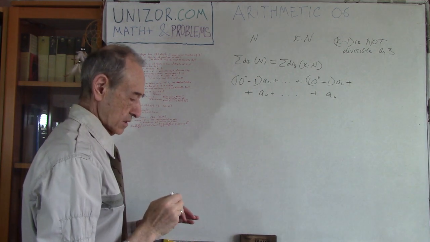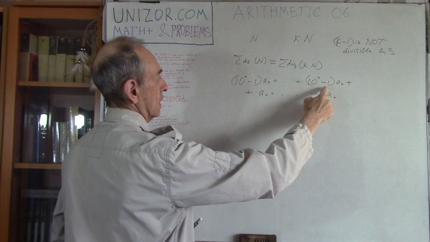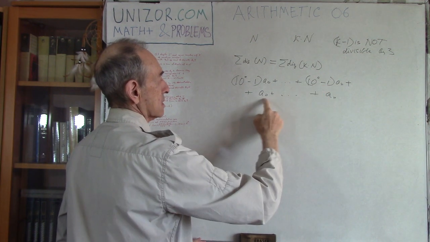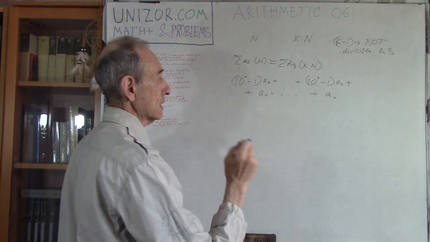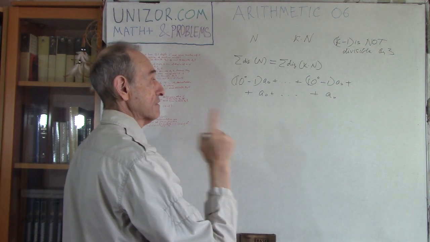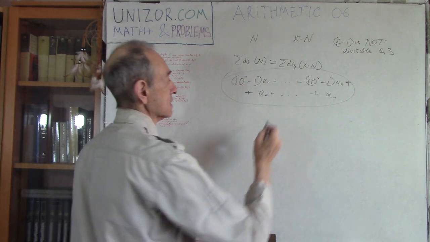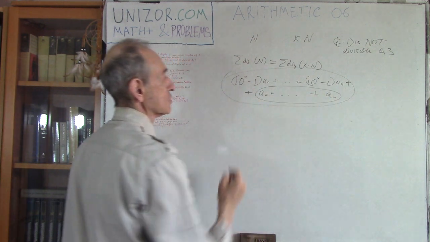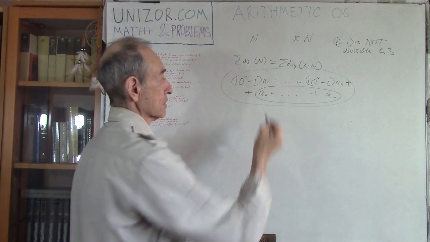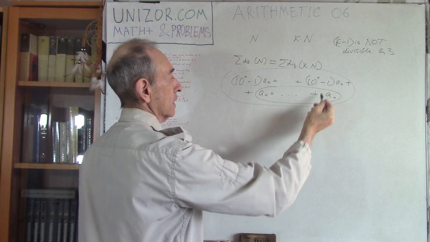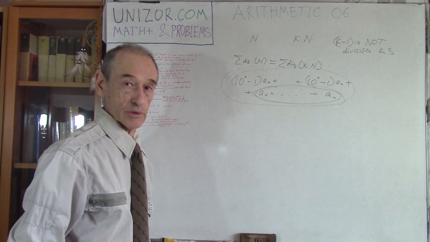If you represent our number in this format, now this part is divisible by 3 and 9. This one might or might not be divisible by 3 and 9. But what I would like to say is that the remainder of division of the total number by 3 or 9 is exactly the same as the remainder of division of the sum of its digits by 3 or 9. Because this piece is divisible by 3 or 9. So if there is a remainder, it's only because this is not divisible by 3 or 9.